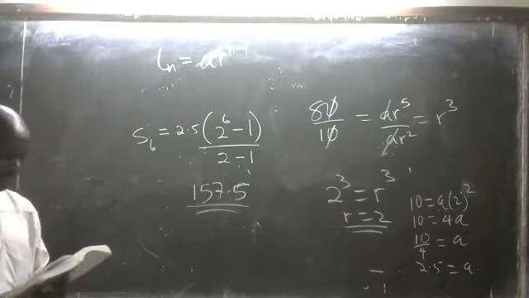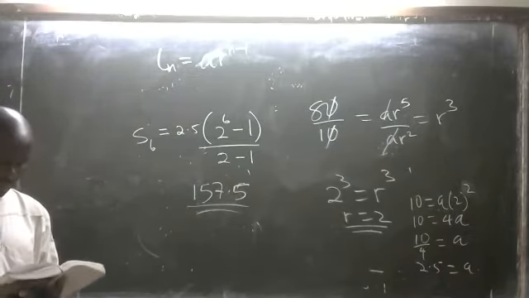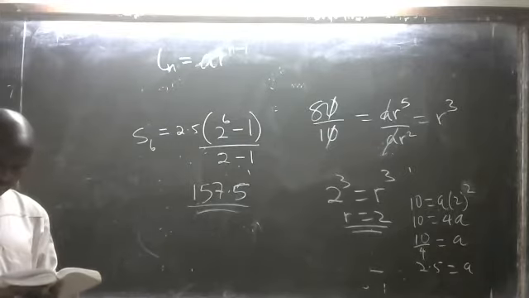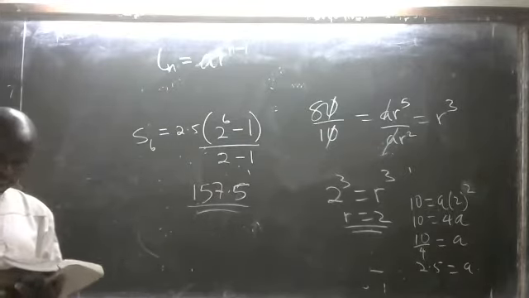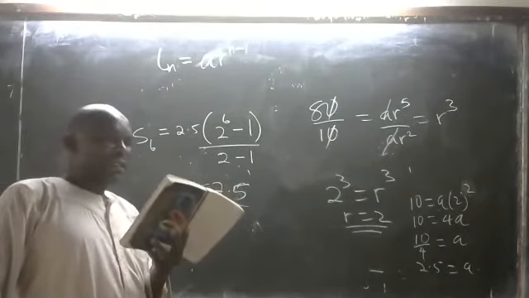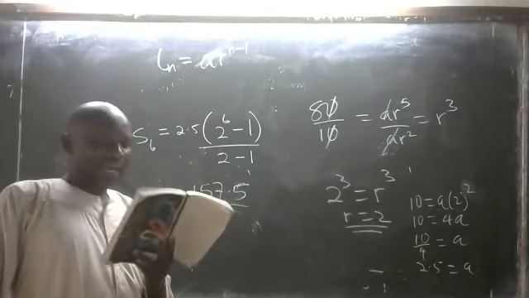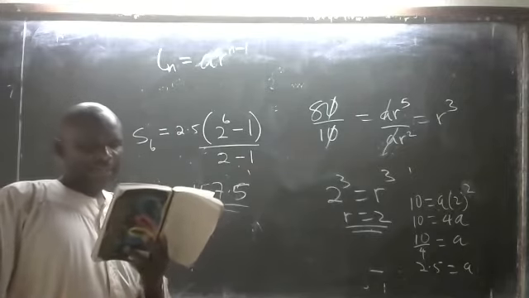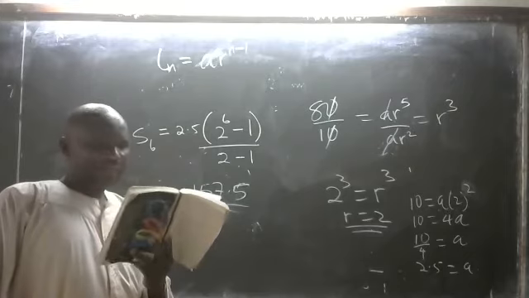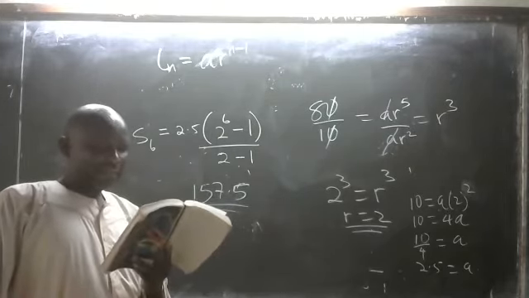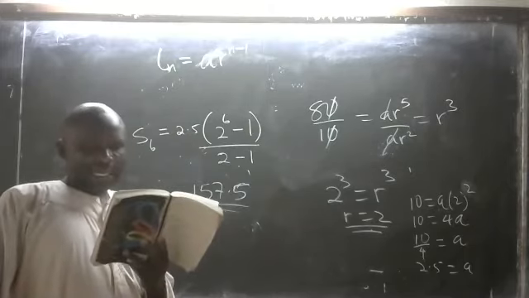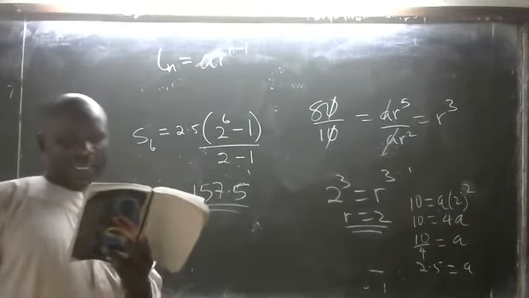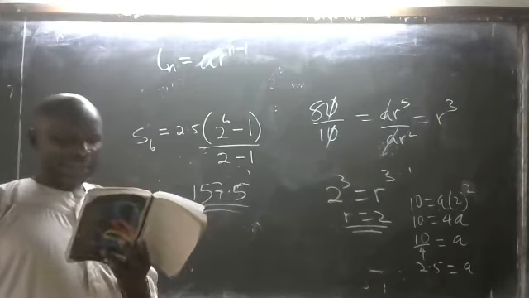Another example. In a GP, the sum of the second and third term is 6, and the sum of the third and fourth term is -12. Find the first term and the common ratio.